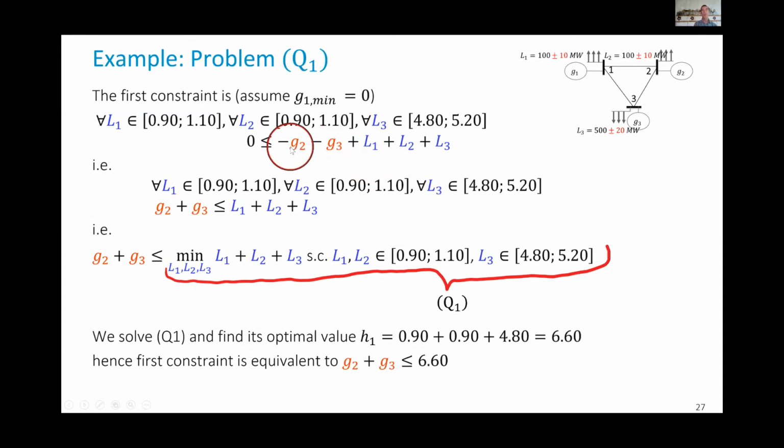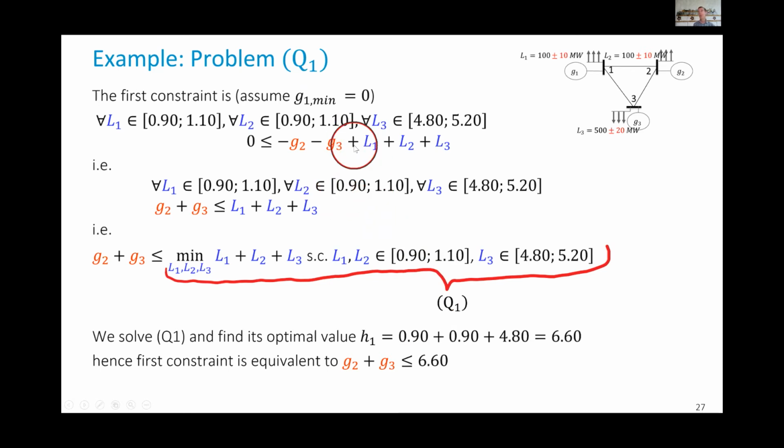We need to take what is the worst case of this. Well, the worst case is when this sum is minimum, and the minimum is obtained by taking the minimum values of all the L's, which gives us a value of this optimum right-hand side here of 6.6. So this robust constraint simply means that G2 plus G3 is less than 6.6, which is the maximum generation I can have when the loads are minimum.